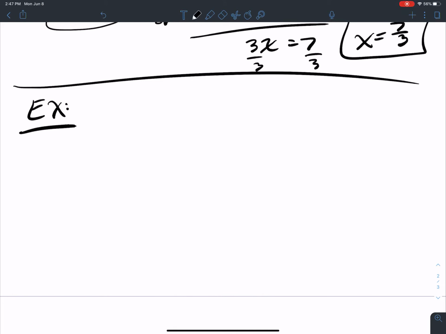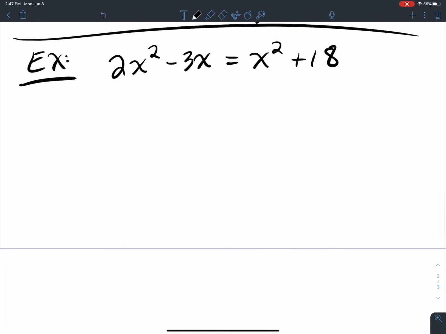Okay, try this one out. 2x squared minus 3x equals x squared plus 18. Huh. What are we going to do? What is different about this problem? Well, we don't have some blah, blah, blah equal to 0, right? So how do we make it blah, blah, blah equal to 0?